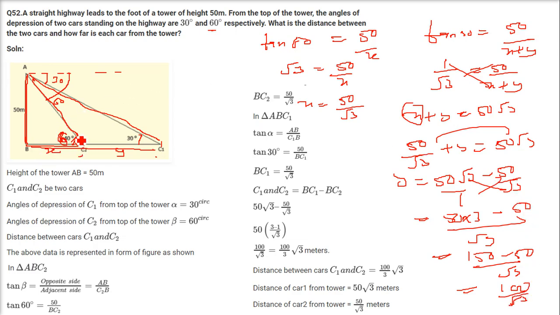Okay. So x means the distance of the first one from the tower is x, which is 50 by root 3. The distance of the second from the tower we'll find out by x plus y, and the distance between these two is y, which is 100 by root 3. So just to find x plus y, that is the distance of the second one from the tower, we'll just add them. So it will be 50 by root 3 plus 100 by root 3. This is going to be 150 by root 3. Right? This is the answer.